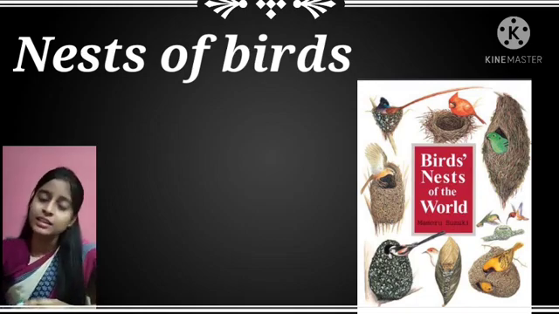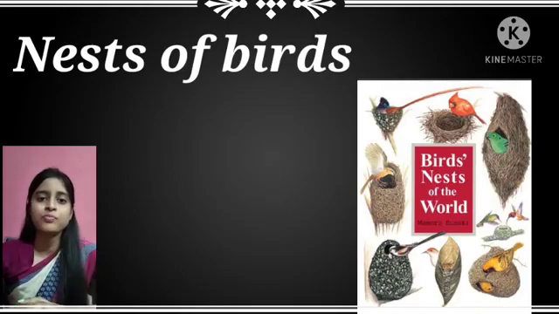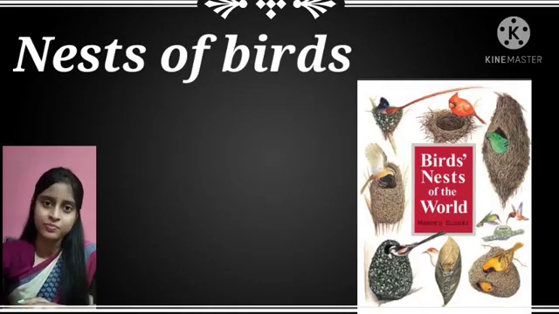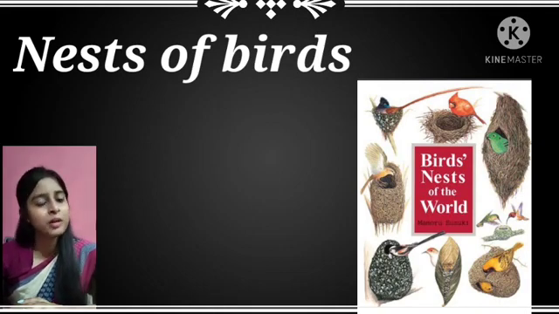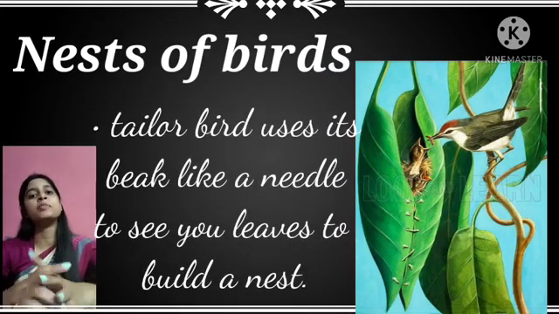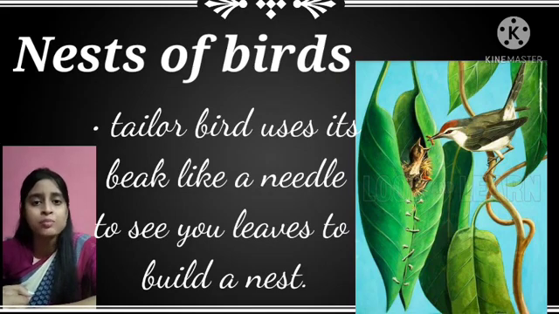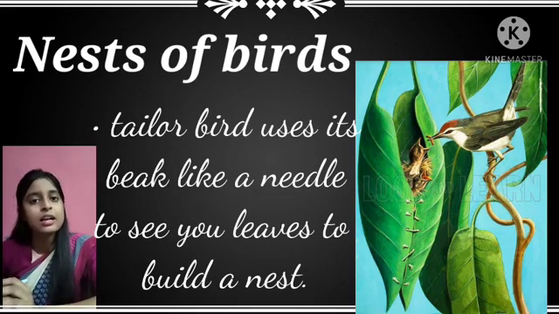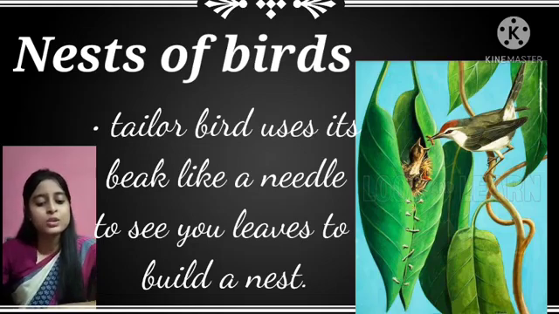Birds lay eggs in their nest, except one bird who does not lay its eggs in its own nest. And you know what is the name of that bird? Cuckoo, koyal. Koyal lays its eggs in the nest of crows. The tailor bird uses its beak. It has a very sharp beak which helps it to sew the leaves, and through that it makes its nest. It also uses materials such as thread and wool to sew the leaves.